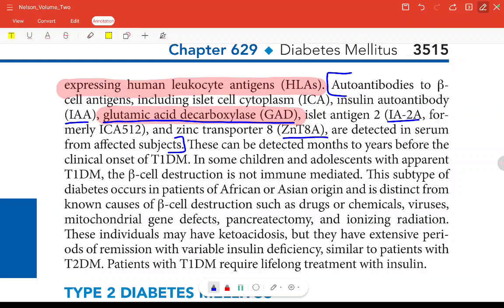In some children and adolescents with apparent type 1 DM, the beta cell destruction is not immune mediated. This subtype of diabetes occurs in patients of African or Asian origin and is distinct from the known causes of beta cell destruction, such as drugs or chemicals or viruses, mitochondrial gene defect, pancreatectomy, and ionizing radiation. These individuals may have ketoacidosis, but they have extensive periods of remission with variable insulin deficiency. Similar to patients with type 2 diabetes mellitus, patients with type 1 diabetes mellitus require lifelong treatment with insulin.